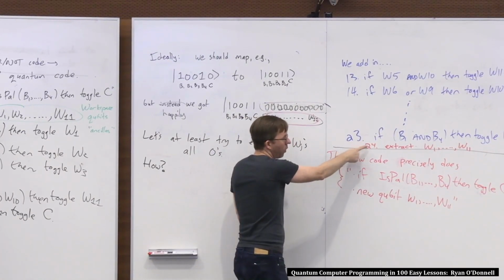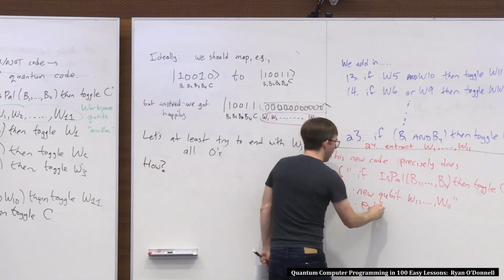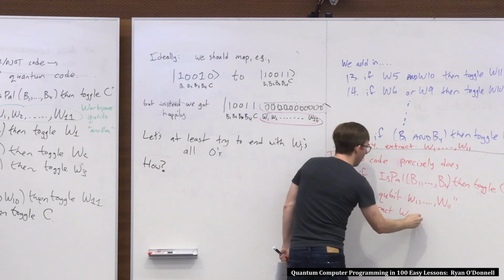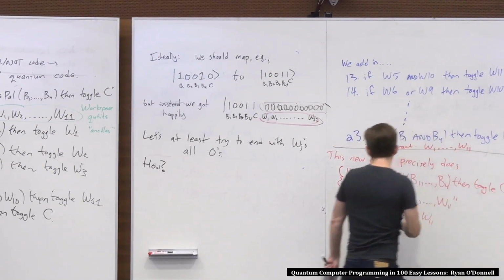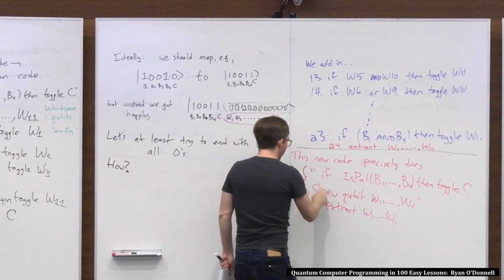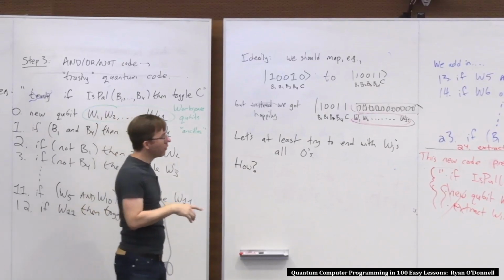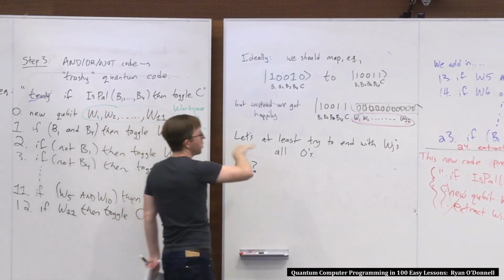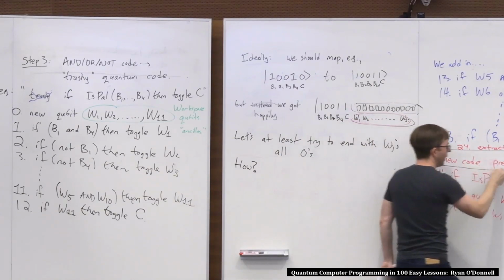So if we add in line 24, extract W1 through W11, well, we just saw that if you do this and then this, it's equivalent to nothing. So this cancels out to nothing. And therefore, these lines 0 through 24 are exactly equivalent to this, which is finally our goal.